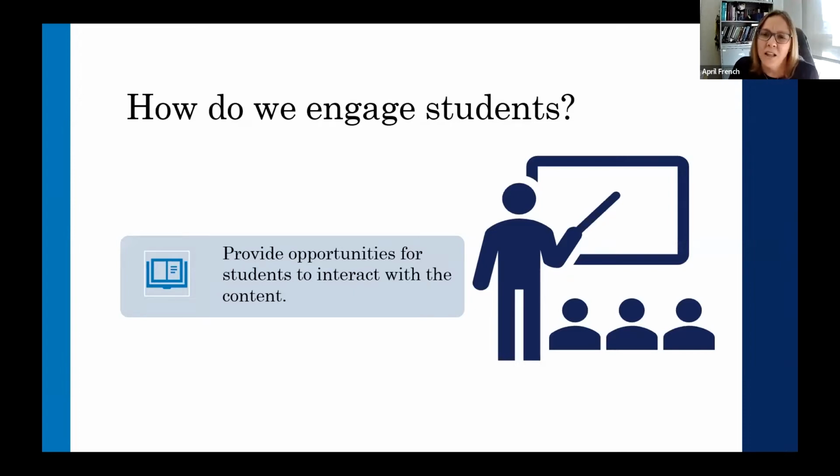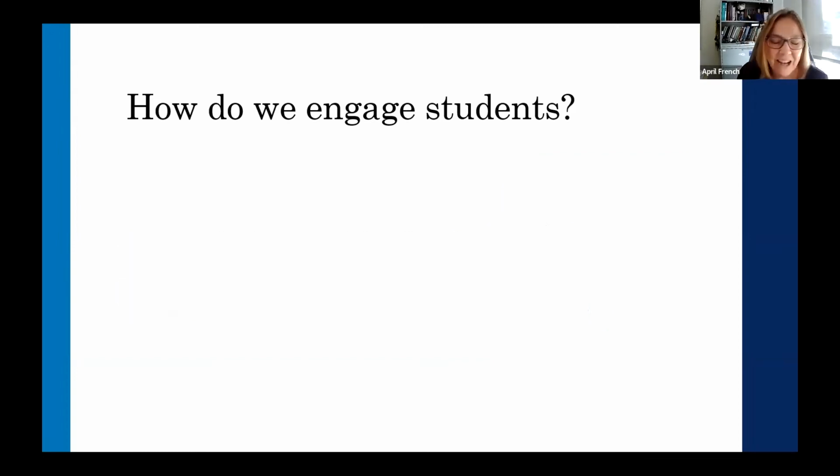Okay, so the first thing that I think about with trying to engage students and get them to interact with the course content and ourselves is through homework. And we want to provide opportunities within our assignments for the students to interact with that content. And I think that's pretty much the easy part, because there's plenty of options out there on how to get students interacting with the course content.